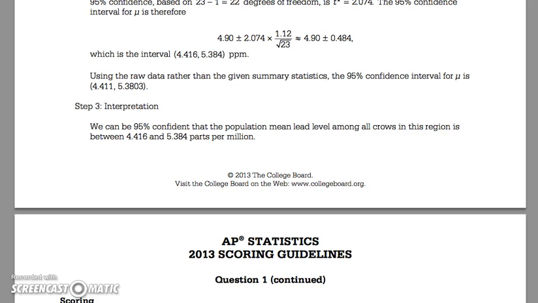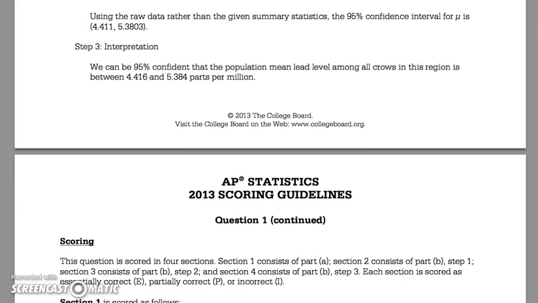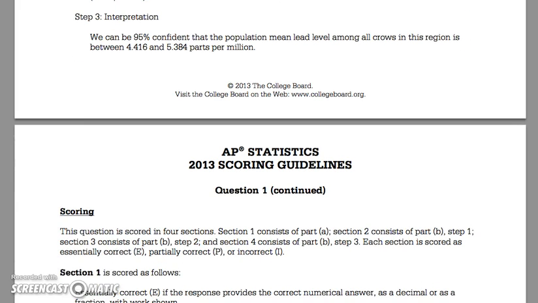Using the raw data rather than given summary statistics, the 95% confidence interval is 4.411 to 5.3803. In step 3, interpretation: we can be 95% confident that the population mean lead level among all crows in this region is between 4.416 and 5.384 parts per million.